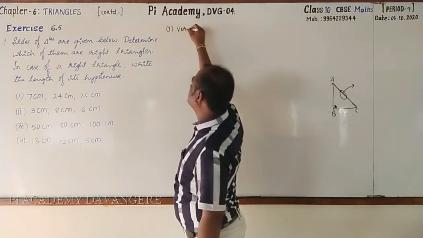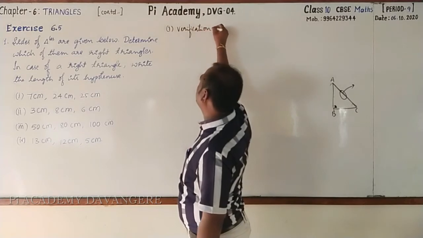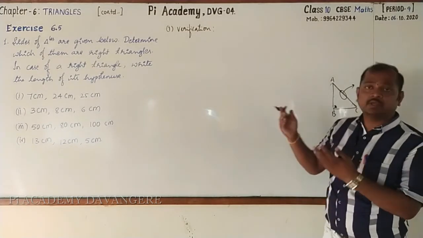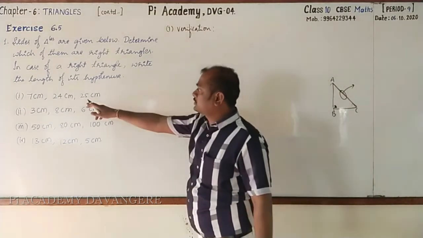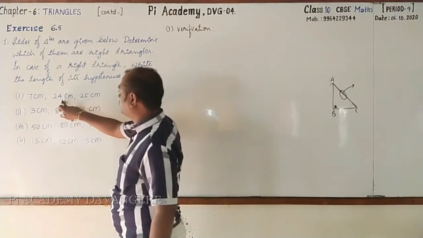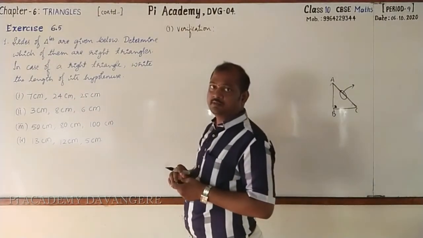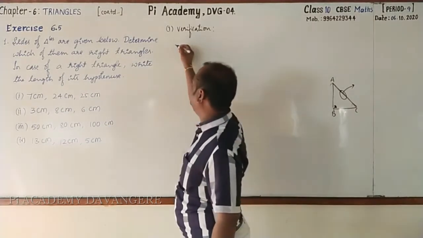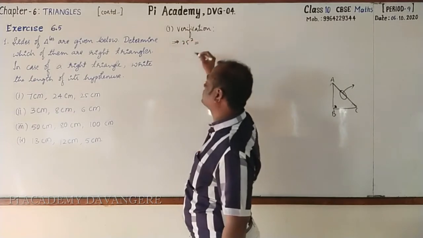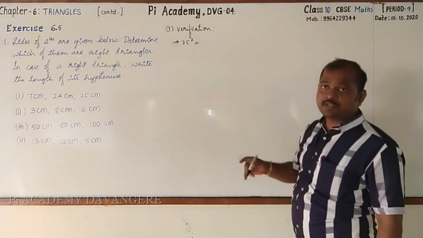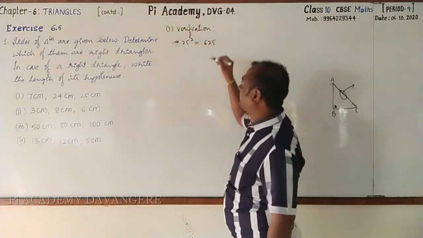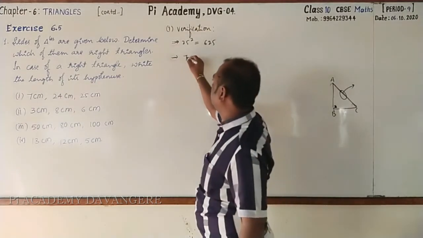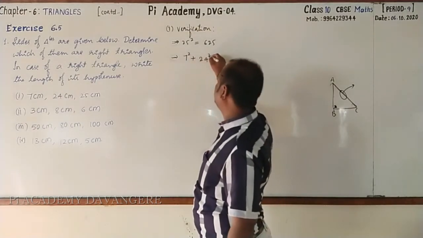First one. This is verification. Don't go for copying. First observe, learn, understand it properly, then you can go for writing that. First one, here they have given 7 centimeter, 24 centimeter and 25 centimeter. Which is the longest side? It is 25 centimeter. First you find out 25 centimeters square. What is 25 square? It is 625. Then find out the sum of squares of the other two sides, that is 7 square plus 24 square.